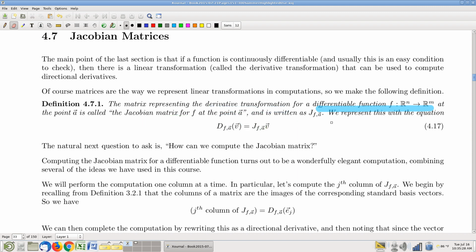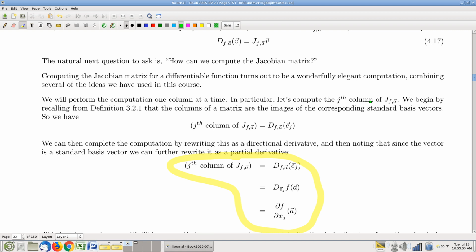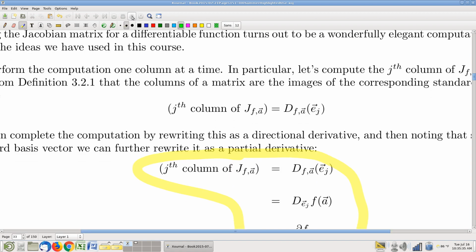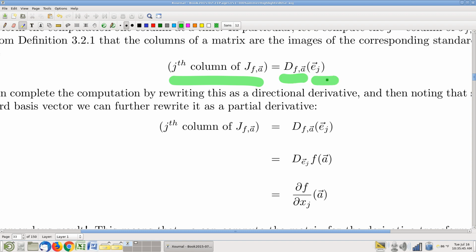Okay, so how do we compute Jacobian matrices then? This is a wonderfully convenient calculation. This is one of my favorite calculations in the subject. Don't forget, columns are images of standard basis vectors. Arguably, it's on the top 5 list of most important things to know about linear algebra. Columns are images of standard basis vectors. In fact, don't forget, this is the definition of a matrix. The columns are the images of the standard basis vectors.